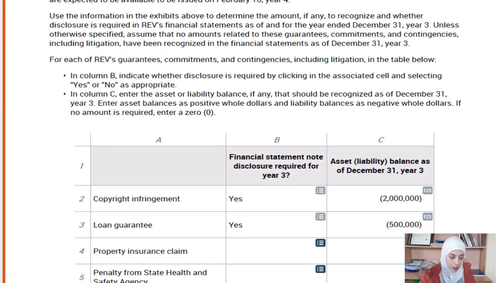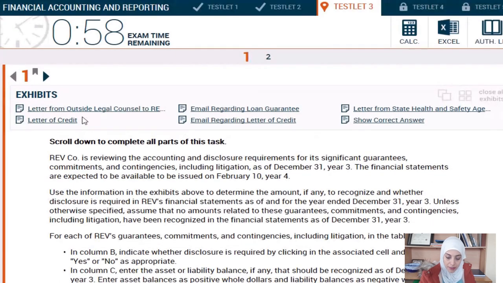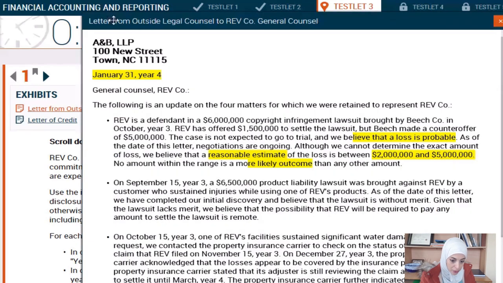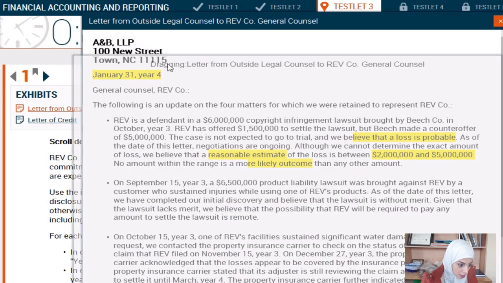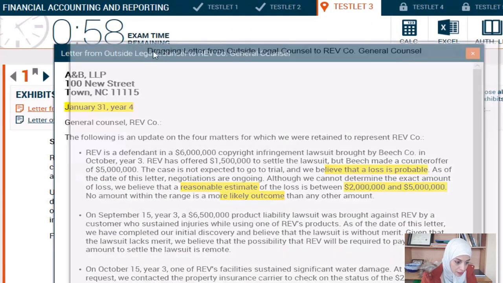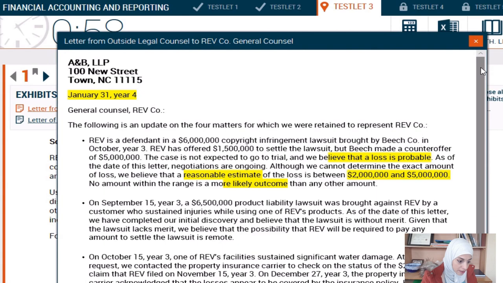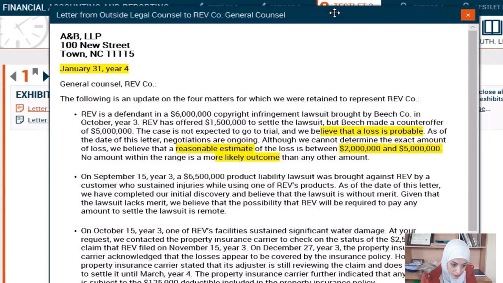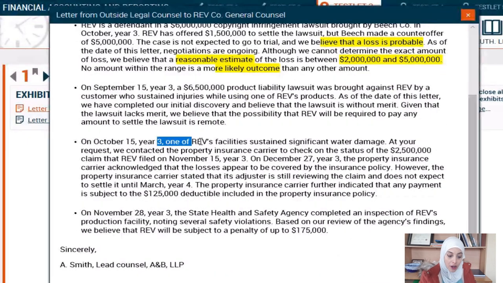Property insurance claim. We're going to try to find anything in the exhibits that talks about the property insurance claim. Let's go to the exhibits now quickly. Let's see the letter from the outside legal counsel. It says here, on October 15, year three, one of RIF's facilities sustained significant water damage. At your request, we contacted the property insurance carrier to check on the status of the $2,500,000 claim that RIF filed on November 15, year three.